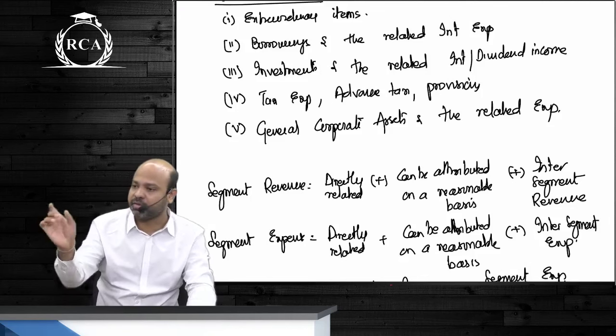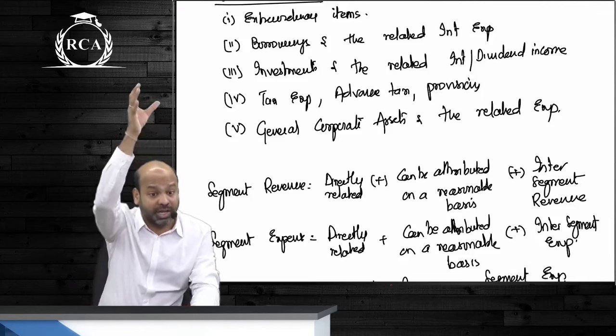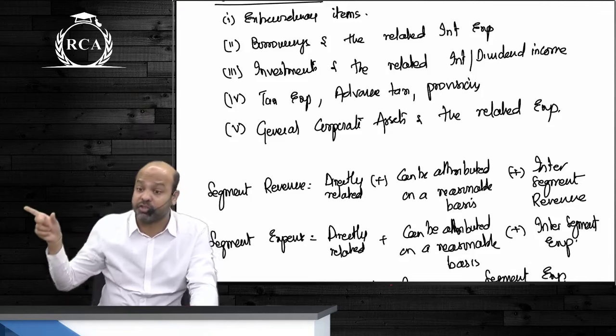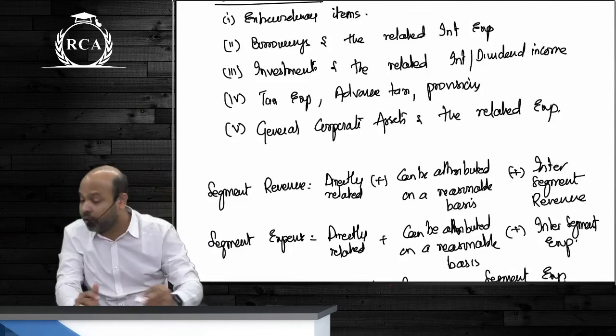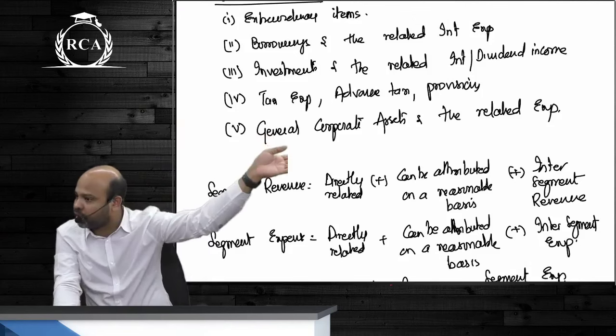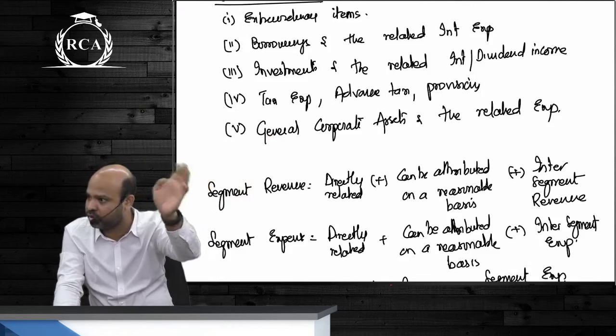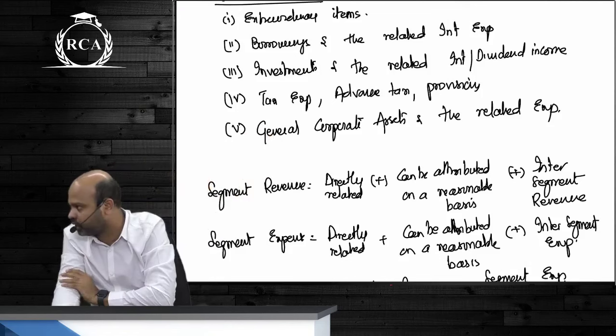याद रखना बेटा, inter-segment revenue does not form part of your financial statements. It is only for the purpose of disclosures that we are taking inter-segment revenue, inter-segment expenditure. Even to check whether it's a level 1 entity or not, you only take external revenue into consideration. You do not take inter-segment revenue.